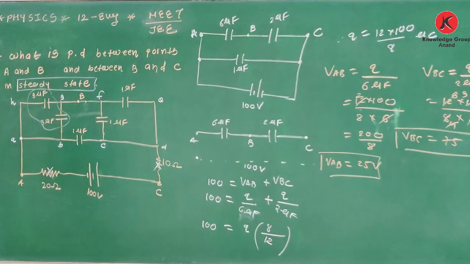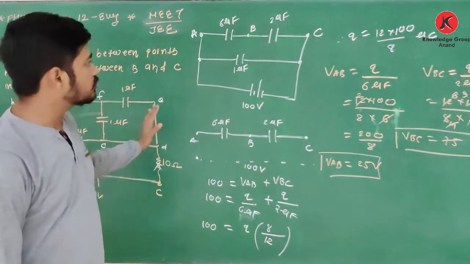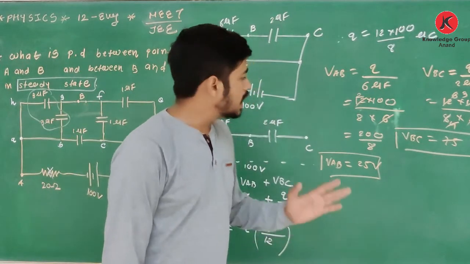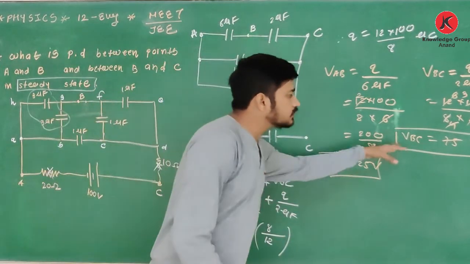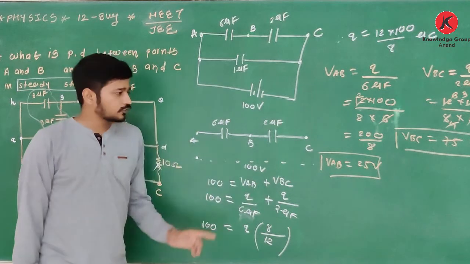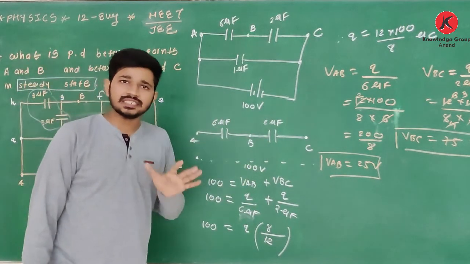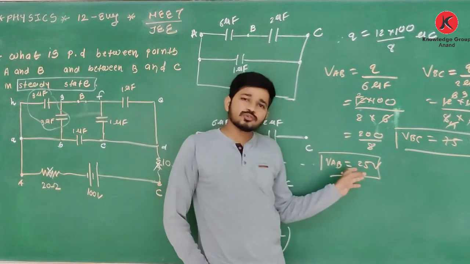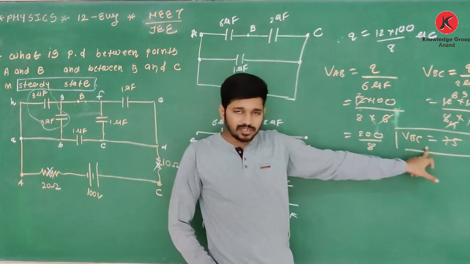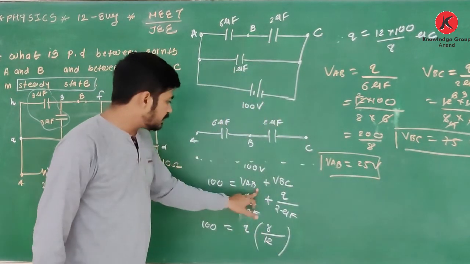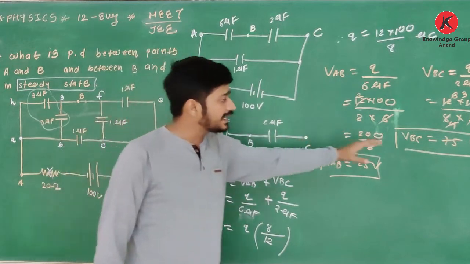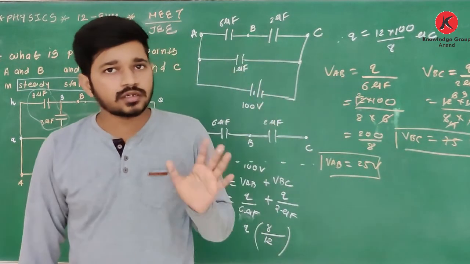So that is one simple question which is based on connections of capacitors and resistors. How to find VAB plus VBC? It will be 100 volt. So with this you can verify your answer. If VAB is equal to 25, you can directly write 75, because we know that VAB plus VBC is equal to 100. You can directly write this 75 volt. Clear? Okay.